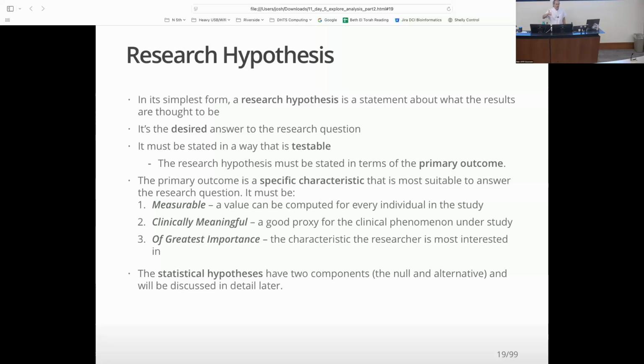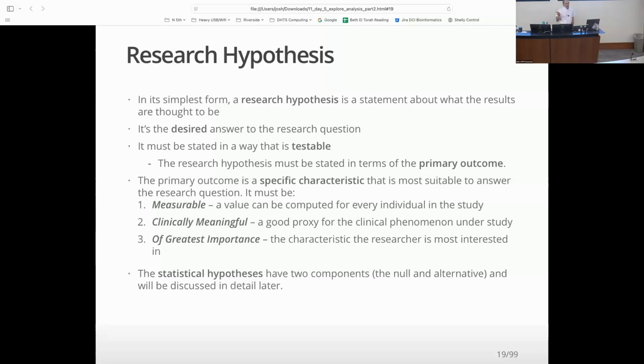You should try, the goal should be to pick a primary outcome that's the most interesting, the most important. And then from a statistical perspective, the hypothesis will normally have two components, the null hypothesis and the alternative hypothesis.